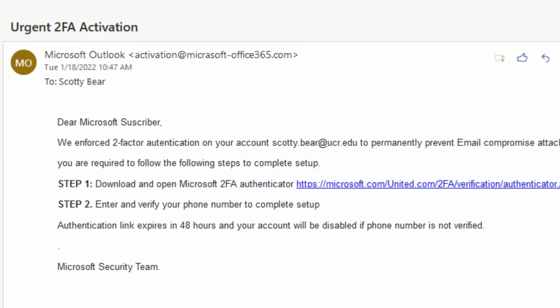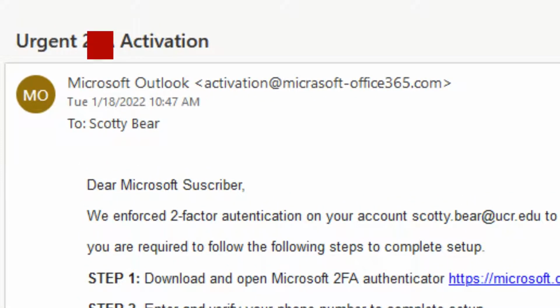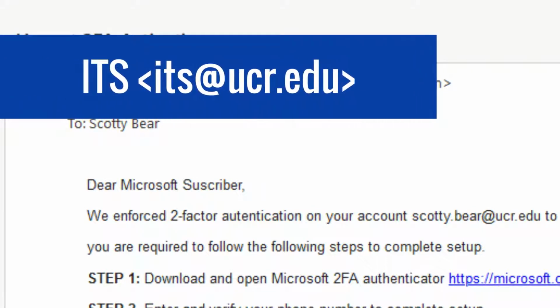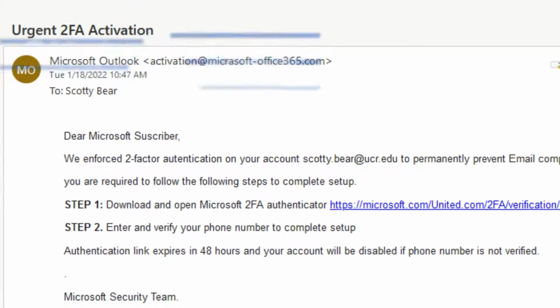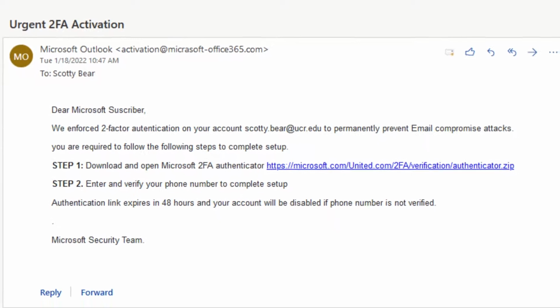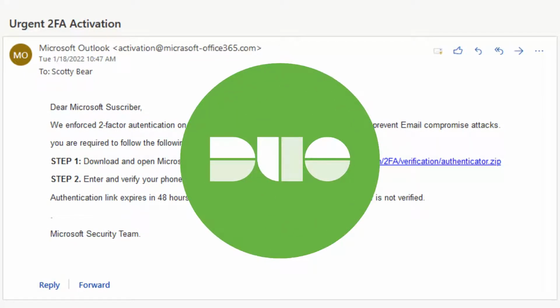The first indication that this email isn't genuine is the sender's information. While at first glance it appears to come from Microsoft, the sender's email address isn't a legitimate Microsoft email address. Generally speaking, any messaging about services such as multi-factor authentication would come from the UCRITS department, using the email you see on your screen. Additionally, the vendor UCR uses for multi-factor authentication is Duo. Any messages pertaining to MFA would refer to this service.